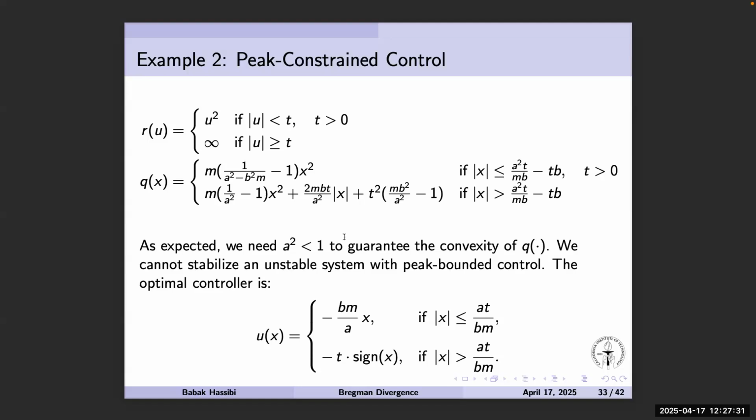No, the controller is not linear. Yeah, you're right, because in the second piece it's flat, because it cannot exceed t. Yes, that makes sense. So it's saying you're linear up to some point. After that, you cannot exceed.